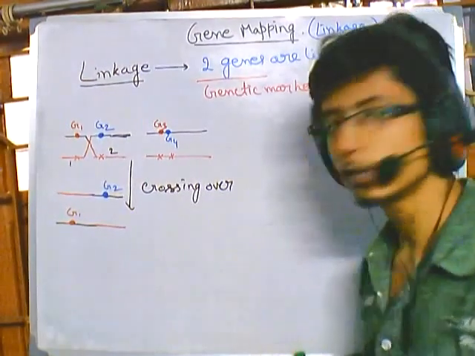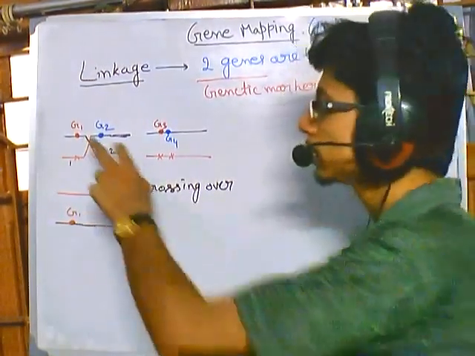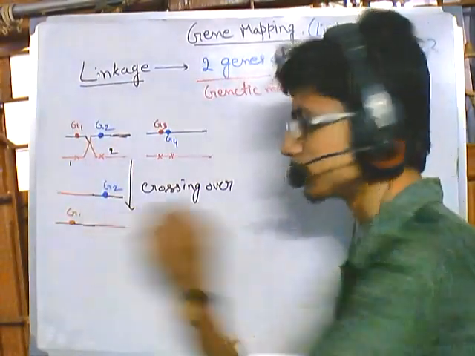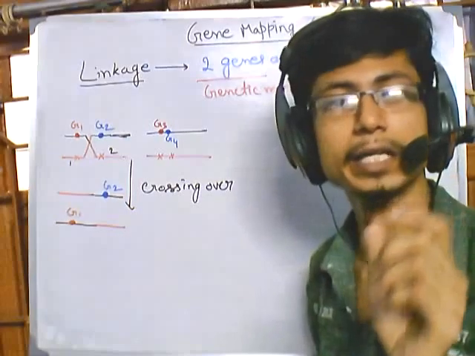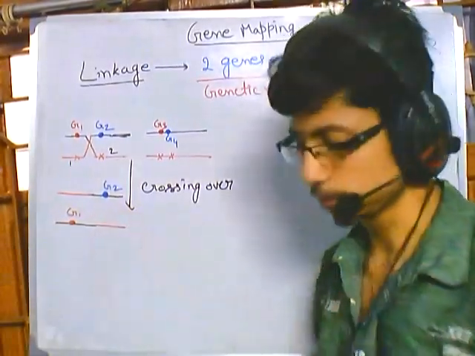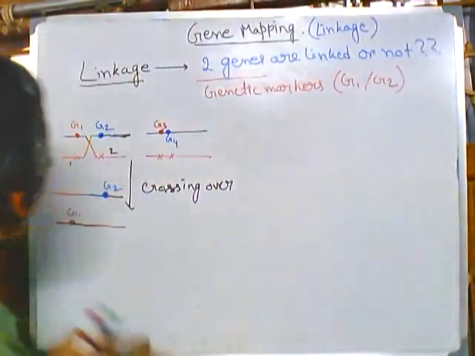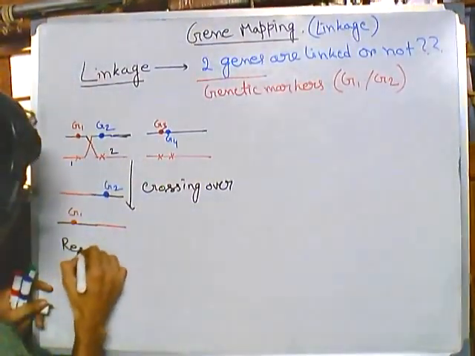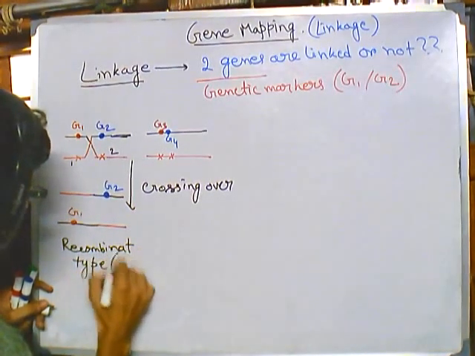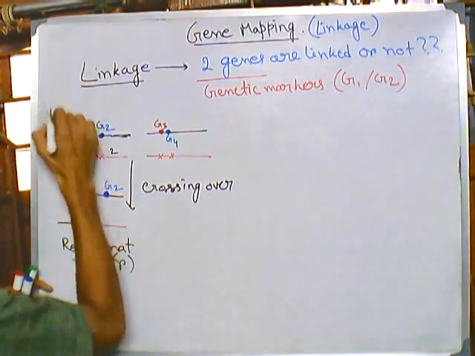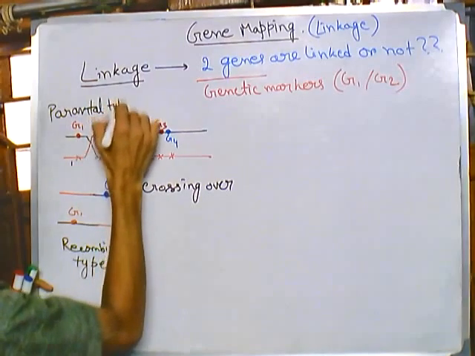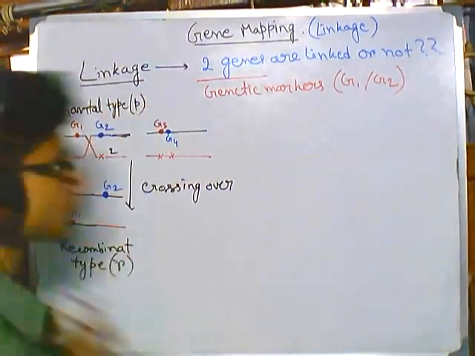Okay, so if you are talking about the parental type, it should be G1 and G2 placed together. But this type of chromosome will not be called a parental type chromosome. Instead, this will be called the recombinant type chromosome because they are recombined. The genetic segments are swapped. So these are recombinant type, denoted with small r. These are parental type, denoted with small p.